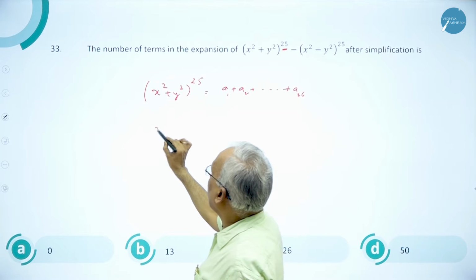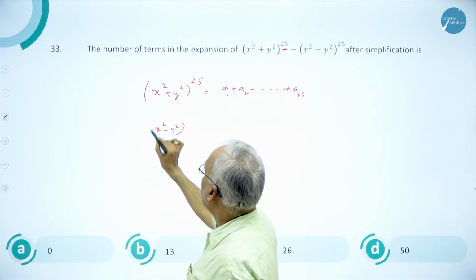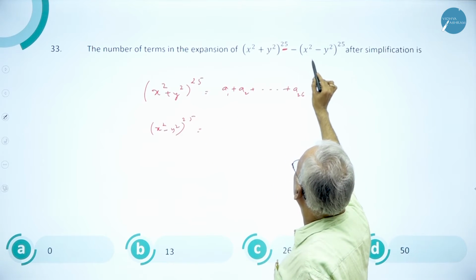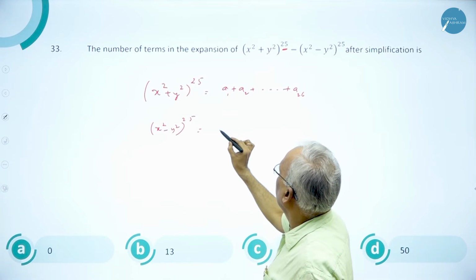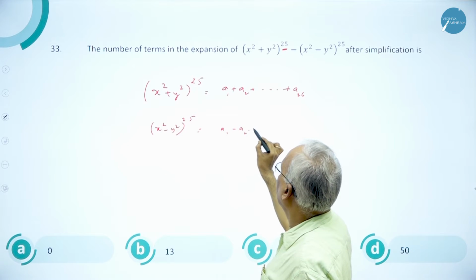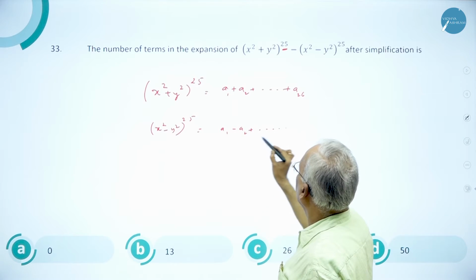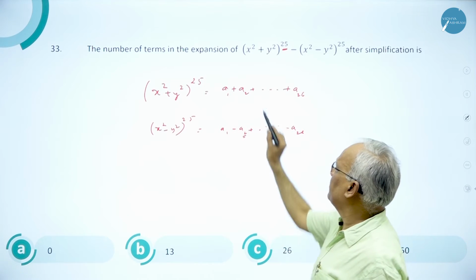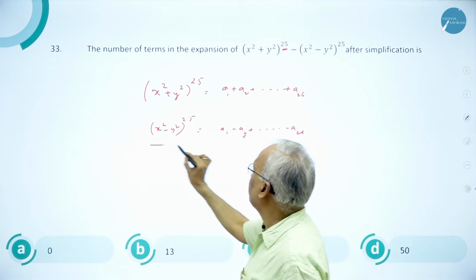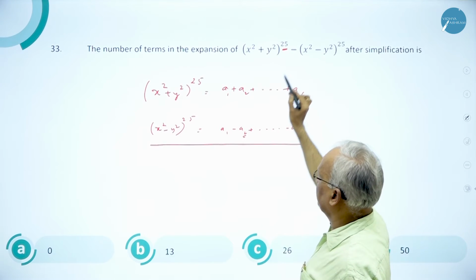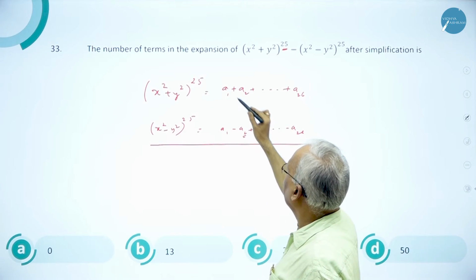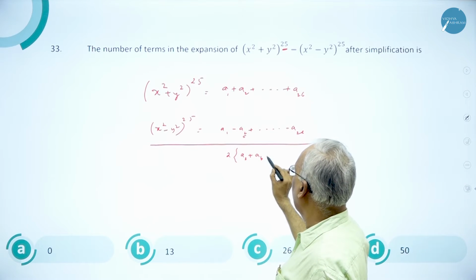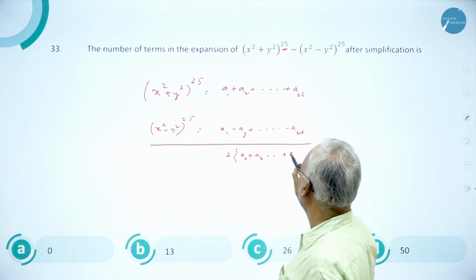And x squared minus y squared to the power 25 is the same expansion. Only thing is you have alternate signs. So a1 minus a2 plus a3, etc., minus a26, because when you have an even subscript it becomes minus. Now when you add or subtract, suppose you subtract, you want minus here. When you subtract, a1 cancels. So 2 times a2, a4, etc., a26.